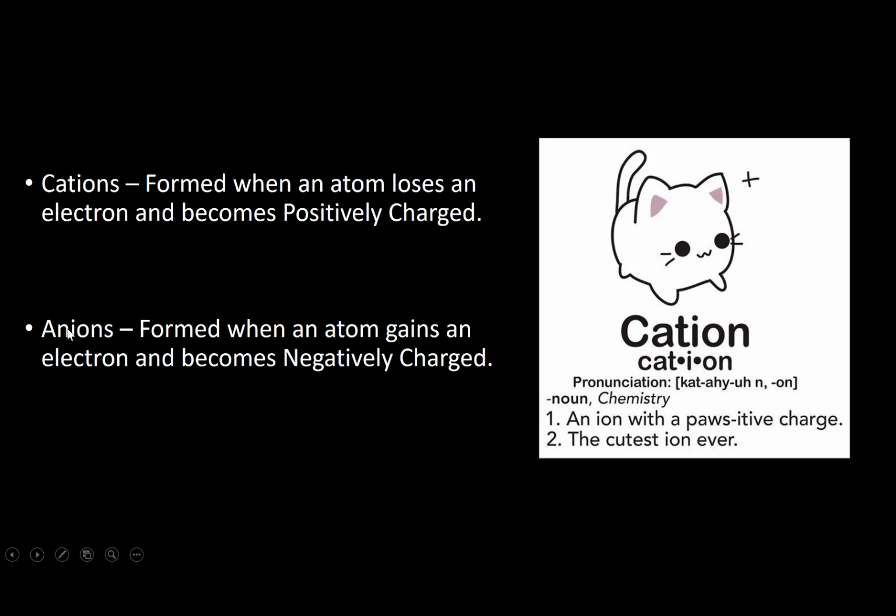Then you also have anions. Anions are formed when an atom gains an electron and becomes negatively charged. And of course, just like the cations, anions can form a -2 charge, a -3 charge, even a -4 charge. And we'll talk about how to predict some of that on this next slide.